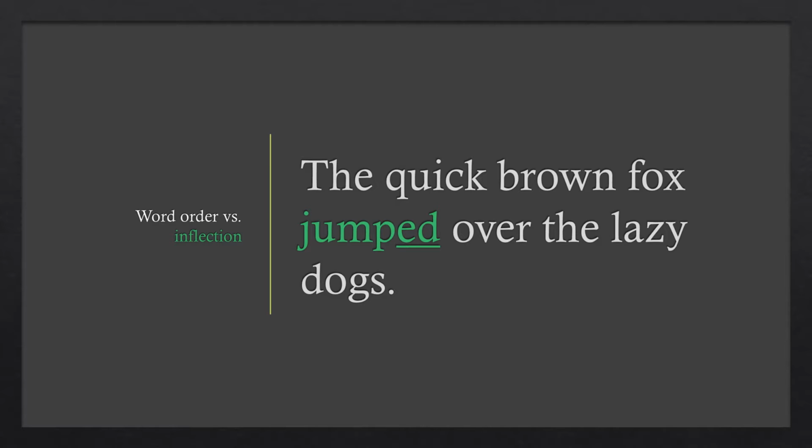Although word order is crucial for understanding English, it is not the only way to convey meaning. For example, how do you know that the action, jumped, took place in the past rather than the present or future? In English, the suffix -ed indicates past tense. This process, by which a word is modified to change its meaning, is called inflection.